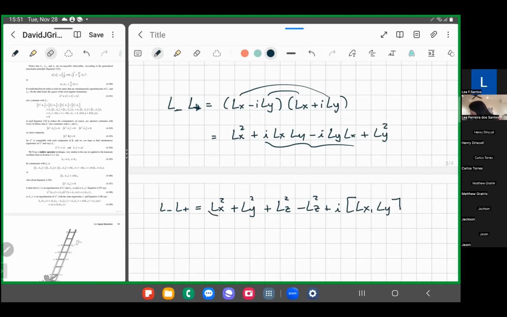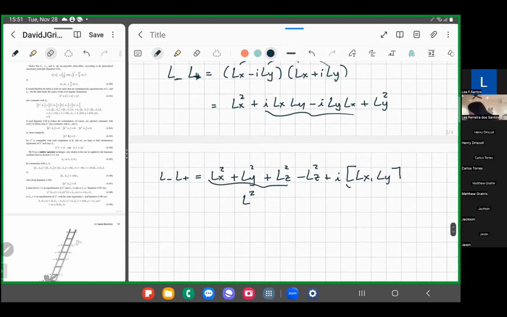Well, what is this whole thing here? It is the L squared. And what is this whole thing? It is i ħ L_z. So I found a way to write this product: L minus L plus, which is L squared minus L_z squared. Now, i and i gives me minus ħ L_z.